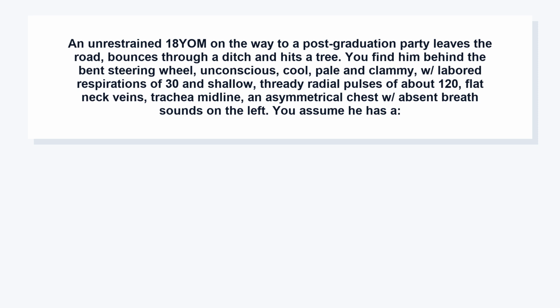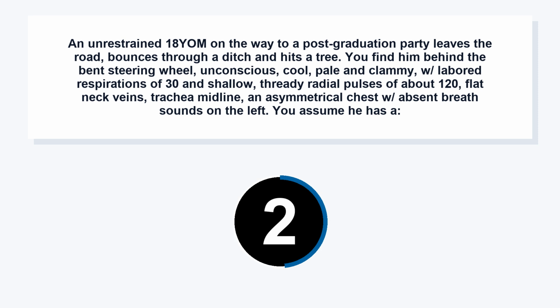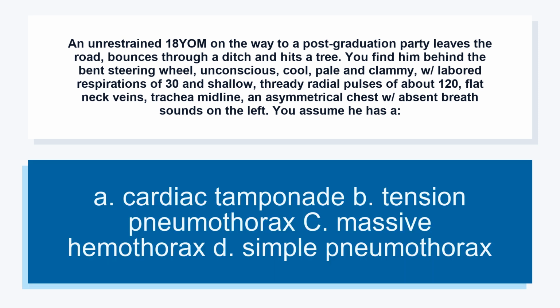An unrestrained 18 year old on the way to a post-graduation party leaves the road, bounces through a ditch and hits a tree. You find him behind the bent steering wheel, unconscious, cool, pale and clammy, with labored respirations of 30 and shallow, thready radial pulses of about 120, flat neck veins, trachea midline, an asymmetrical chest with absent breath sounds on the left. You assume he has A. Cardiac tamponade. B. Tension pneumothorax. C. Massive hemothorax. D. Simple pneumothorax.